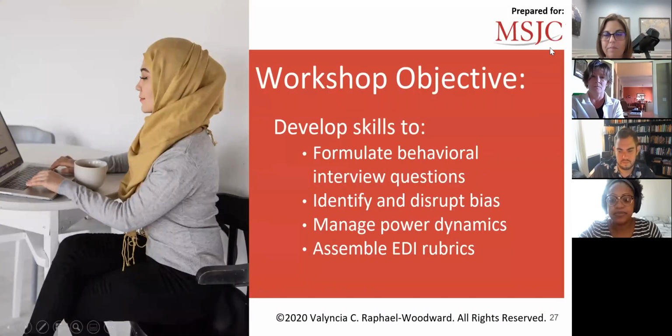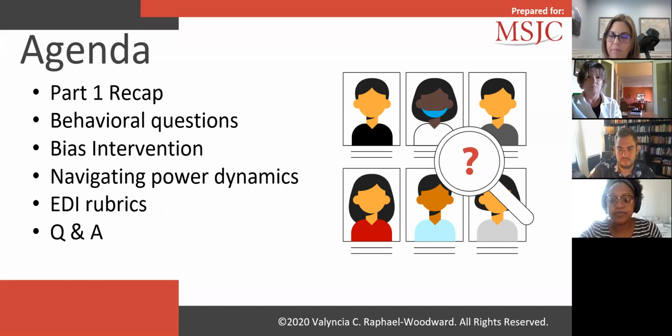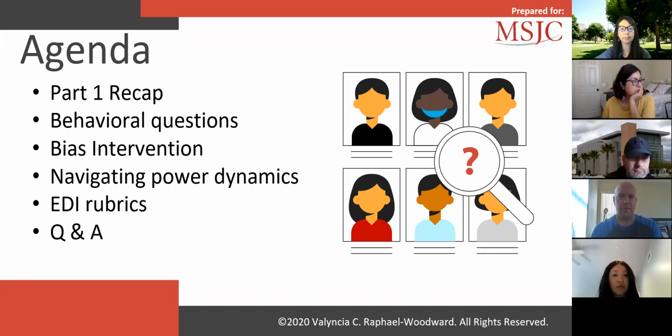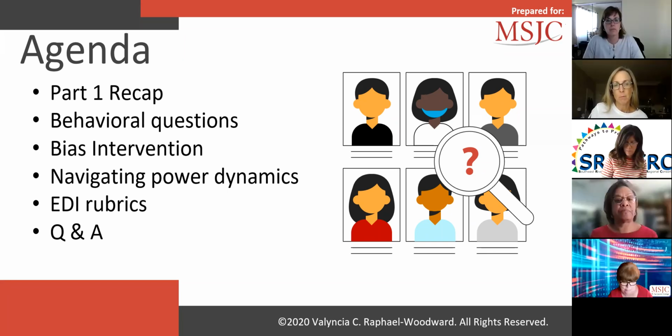So our workshop objectives are to develop skills to formulate behavioral interview questions, to identify and disrupt bias, to manage power dynamics, and to assemble EDI rubrics. So first, we'll do a quick recap of part 1. We'll talk about behavioral questions and how to put them together, different ways to intervene when bias shows up in the various parts of the hiring committee process, how to navigate power dynamics, and ways in which you can assemble equity, diversity, and inclusion rubrics.